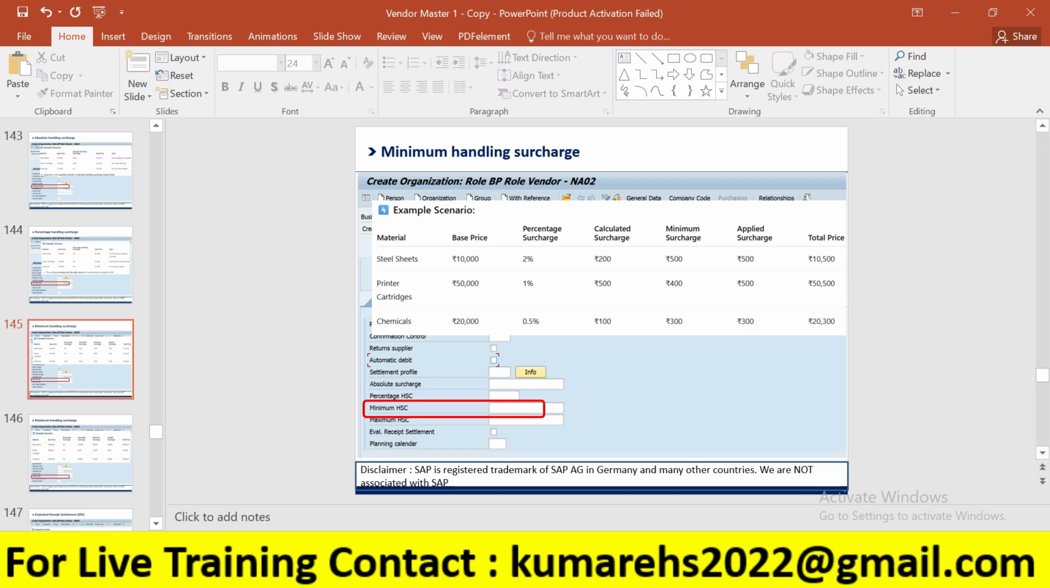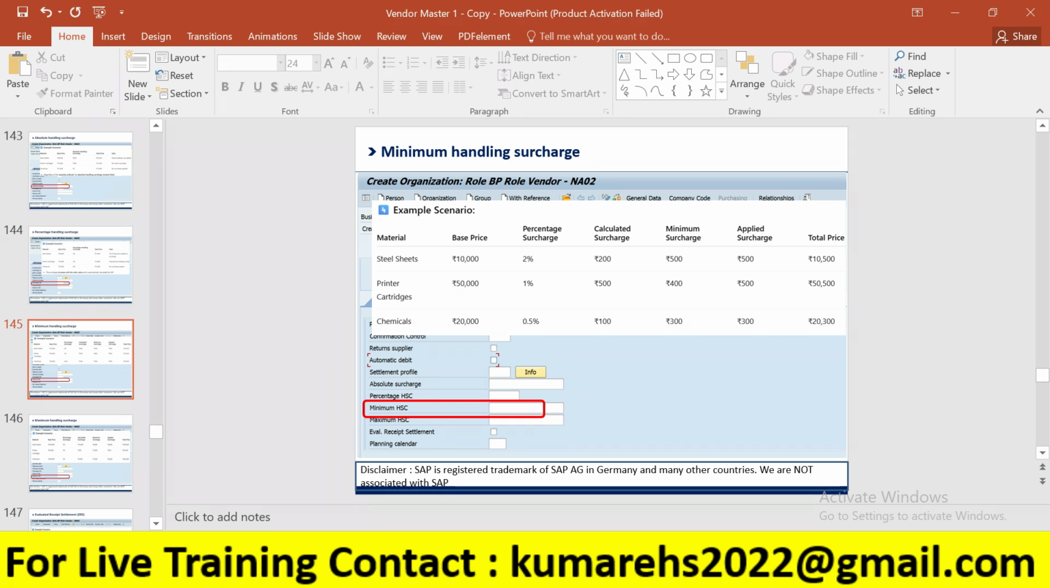The first material base price is 10,000 rupees, percentage 2%, calculated surcharge 200 rupees, minimum surcharge 500. So the applied surcharge is 500 and the total price is 10,500, which means the system will take the minimum surcharge. The system won't take the calculated surcharge because it is less than the minimum surcharge. Second material cost is 50,000. The percentage surcharge is 1%. Calculated value is 500, but the minimum value is 400. In this case, the system will apply the calculated value, the 500 rupees. The total value is 50,500.